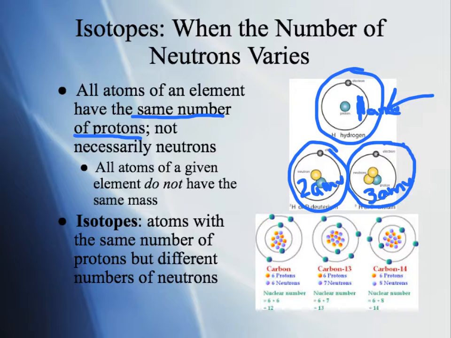Isotopes are atoms with the same number of protons but different numbers of neutrons, therefore a different mass. Here's another example, the element carbon. All carbon atoms have 6 protons, but we have different isotopes of carbon with different numbers of neutrons. Here is a carbon atom with 6 neutrons, here's 7 neutrons, and here's one with 8 neutrons. They all have 6 protons, but a different number of neutrons. They're all carbon, just isotopes of each other.